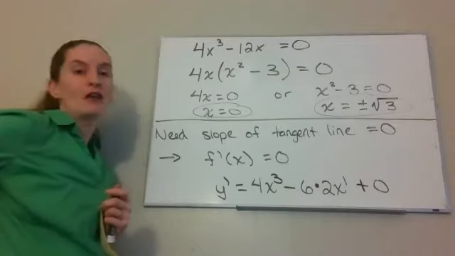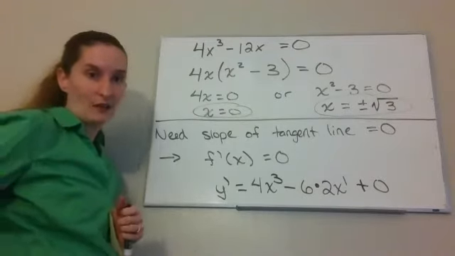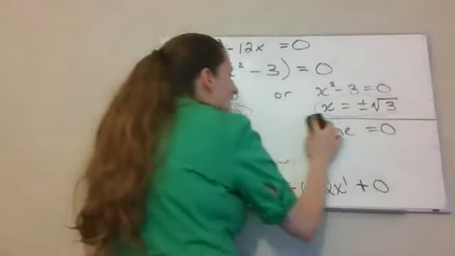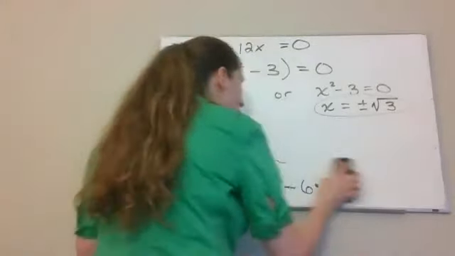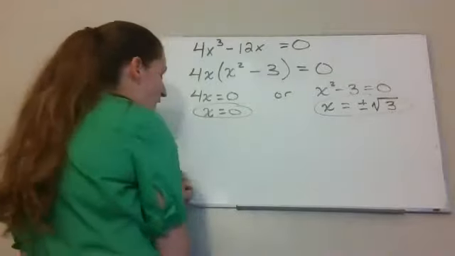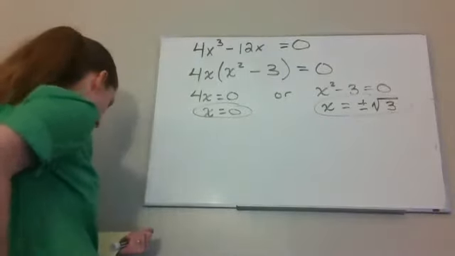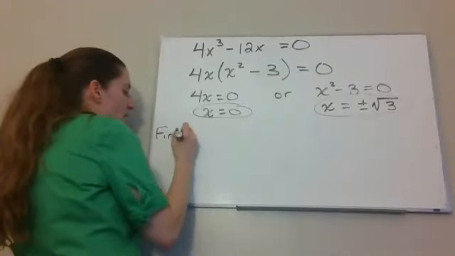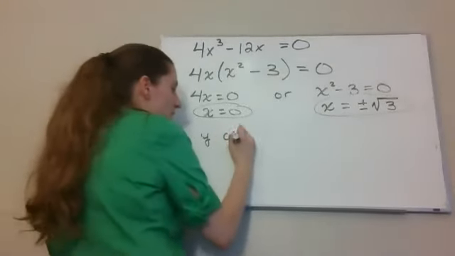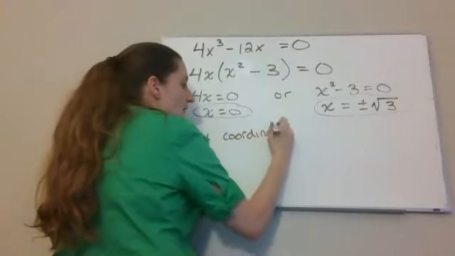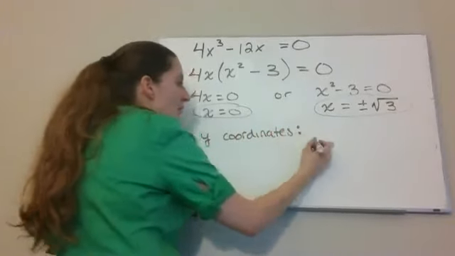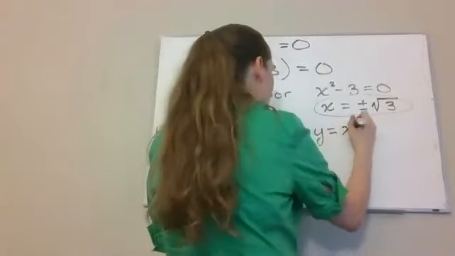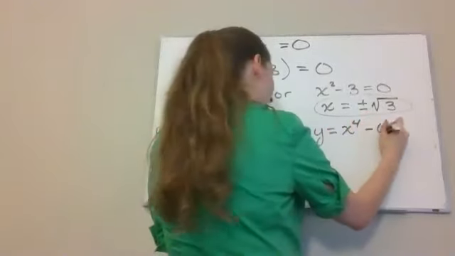So we need to find all 3 y-coordinates to answer the question. The question wanted the points where the tangent line is horizontal, and all we have so far is just the x-coordinate of those points. So we still need to find the y-coordinates. And we do that by plugging into our original equation, which was y equals x to the fourth minus 6x squared plus 4.